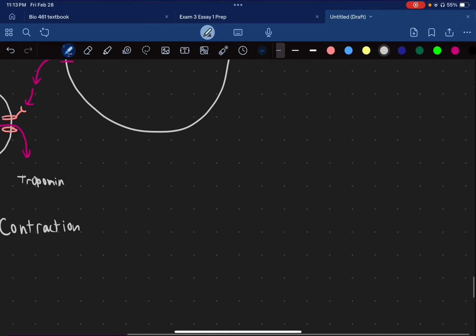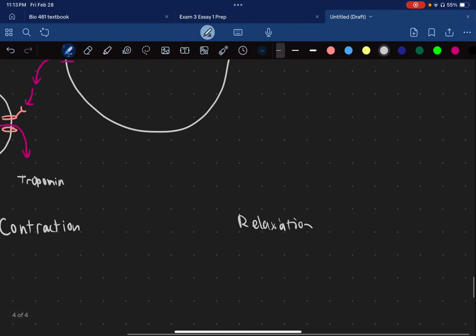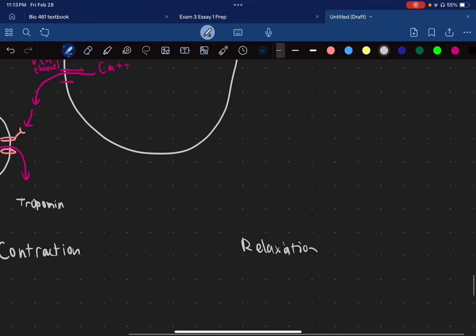Now, the next part, relaxation. Eventually, the calcium is going to unbind from the troponin. The myosin heads are going to unbind from the actin, and it's going to cause relaxation.